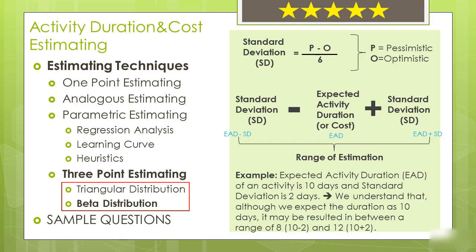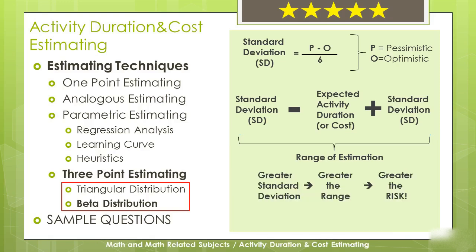Okay, what happens if standard deviation was greater? If standard deviation is greater, this means our possible range for estimation is greater. Therefore, the possibility of not to finish with expected activity duration is greater. This means our probability of finishing the activity in expected time is less, which makes our estimation more risky.